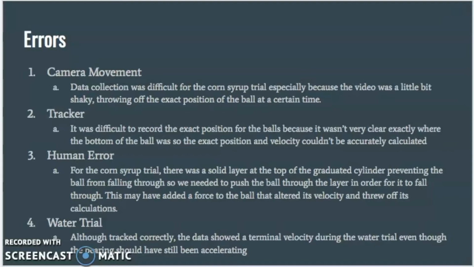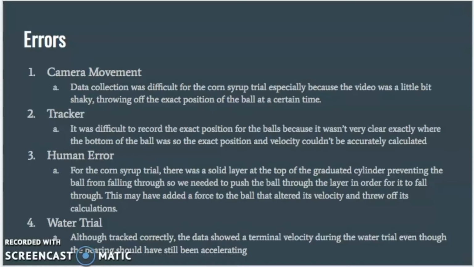This was especially difficult for both the corn syrup and the water trials because the corn syrup trial moved way too slow and the water trial moved very fast. Human error was also an error because for the corn syrup trial there was a solid layer at the top of the graduated cylinder preventing the ball from falling through, so we needed to push the ball through the layer in order for it to fall through. This may have added a force to the ball that altered its velocity and threw off its calculations.